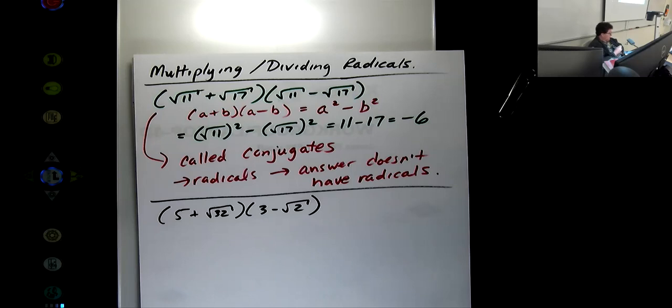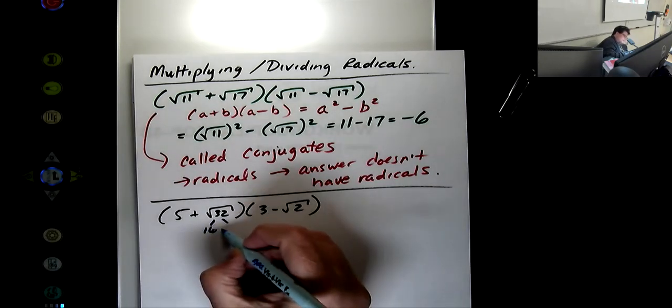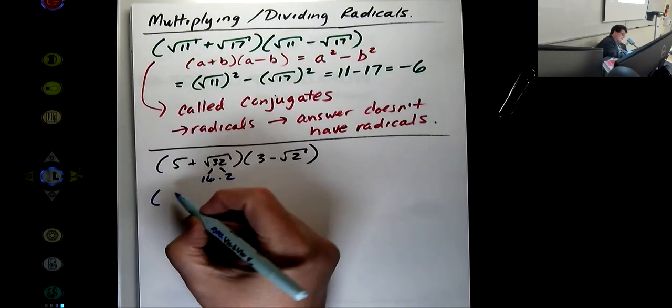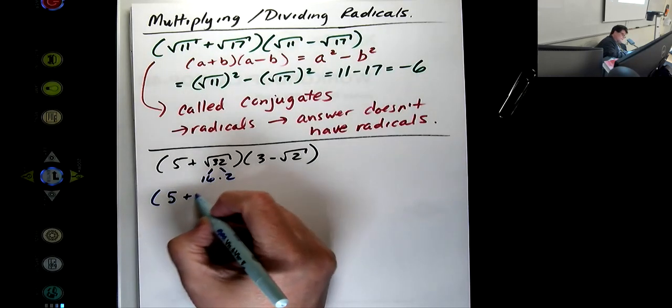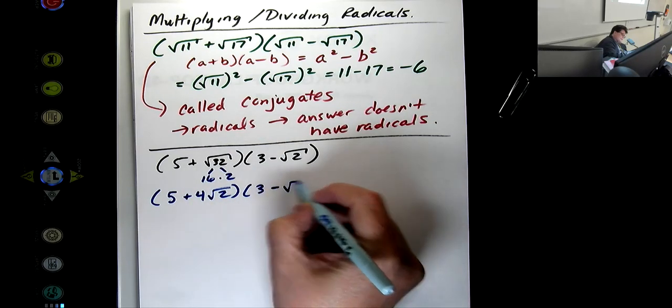I recommend simplifying it before anything that's got a weird radical beforehand. 32 is 16 times 2. So I can rewrite that as 5 plus 4 root 2 times 3 minus square root of 2.